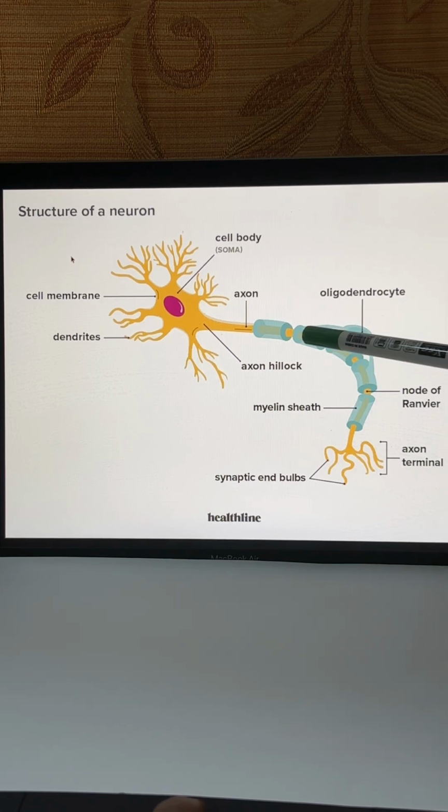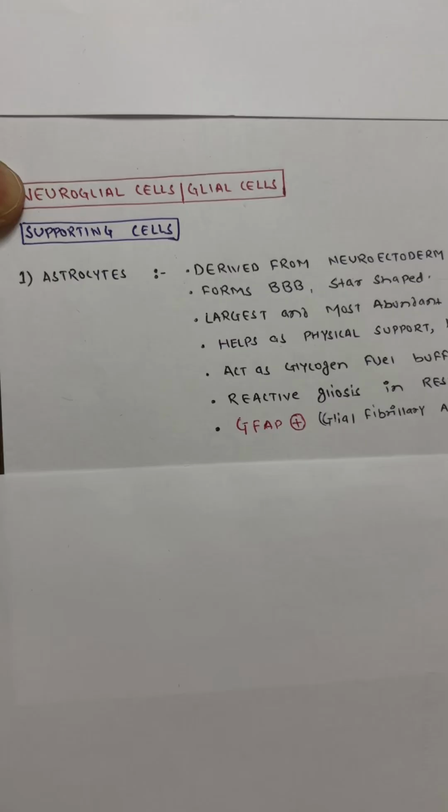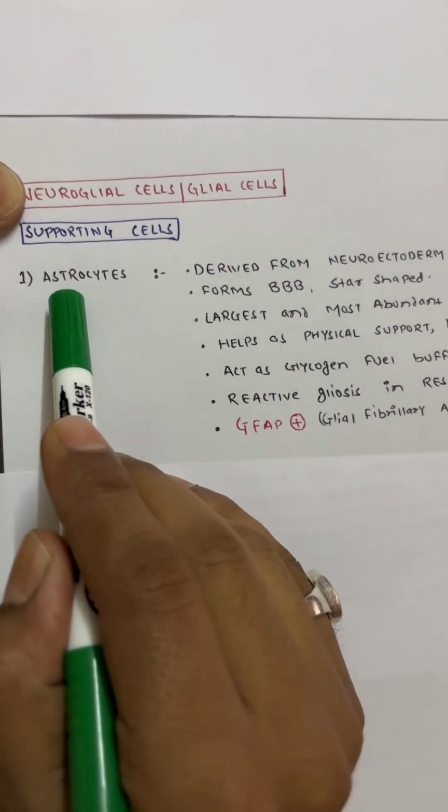This myelin sheath is secreted by oligodendrocytes in the central nervous system and Schwann cells in the peripheral nervous system. We'll talk about that. And this is the axon terminal, or we can say synaptic end bulbs. So first we'll talk about astrocytes.